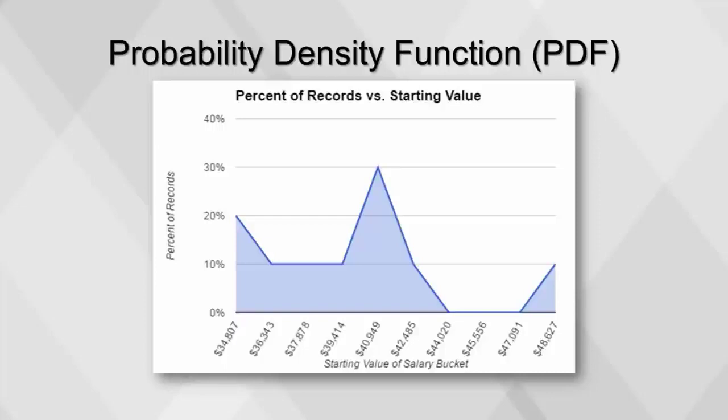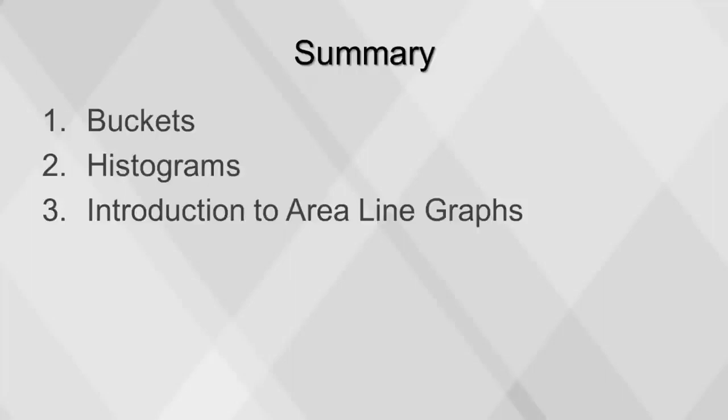For now, we just need to know that the shaded area under the curve adds up to 1, or 100%, and that the lines are typically much smoother than we see in this example, which is because most PDFs visualize more than 10 data points and use more than 10 buckets. This concludes our video on distribution visualizations. Today we covered buckets, histograms, as well as a brief introduction to the use of area line graphs.